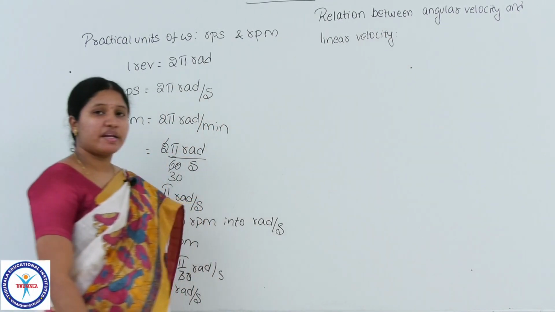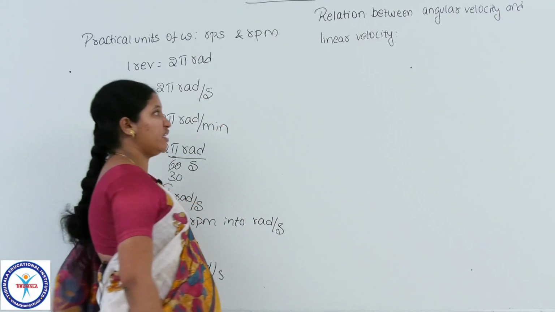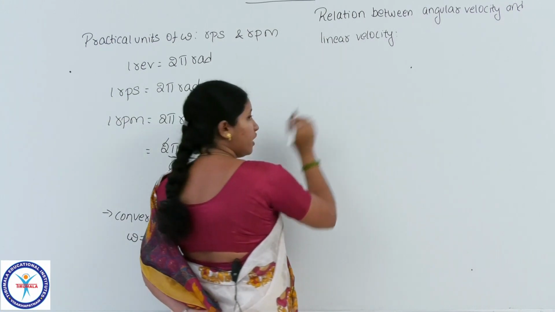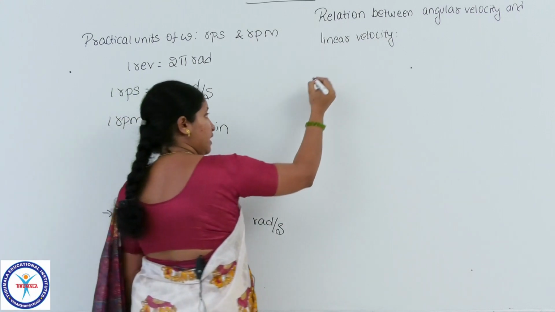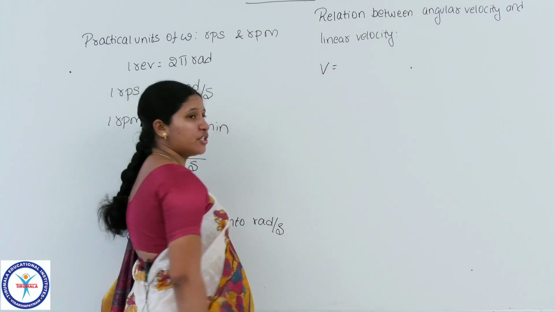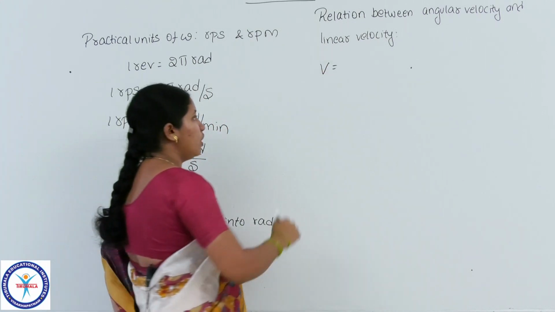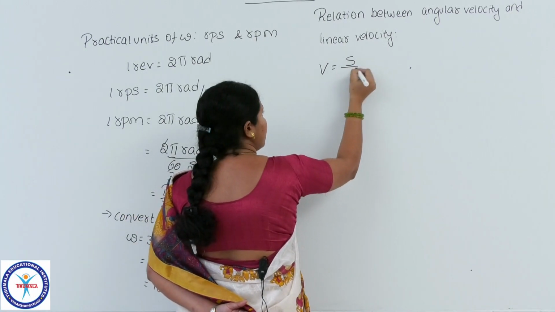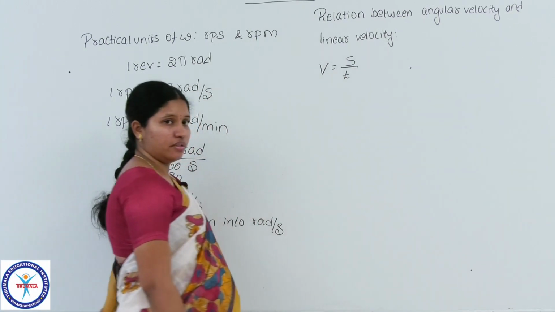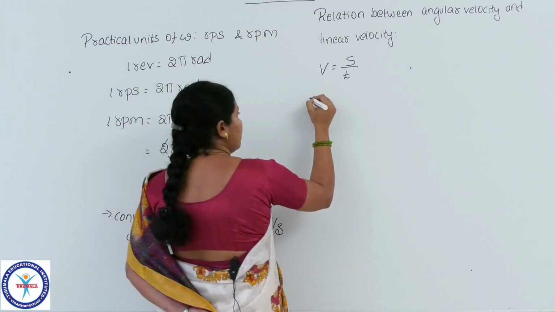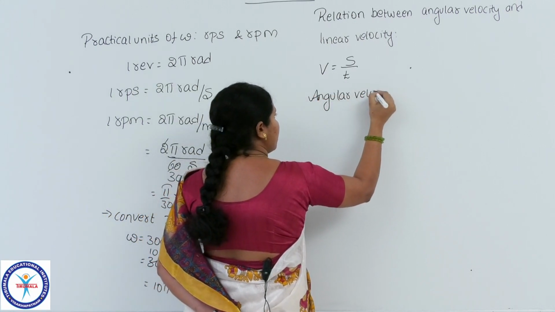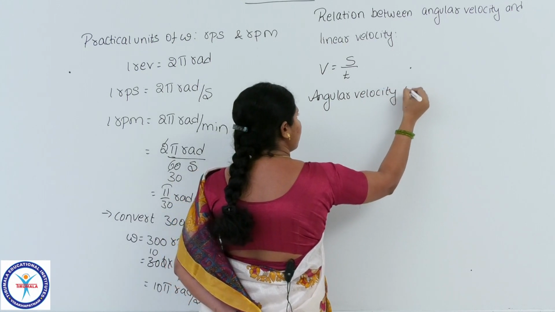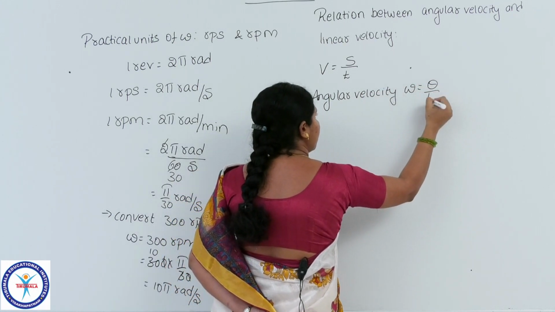Relation between angular velocity and linear velocity. See, already we know what is linear velocity. Linear velocity V is defined as the ratio of displacement to time. So V is equal to S by T. So what is angular velocity? Angular velocity omega is equal to theta by T.